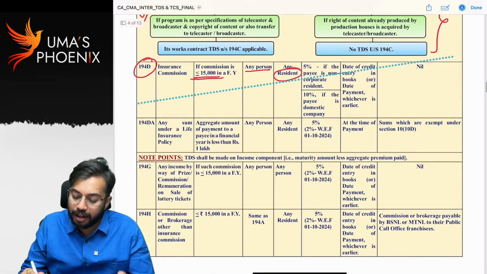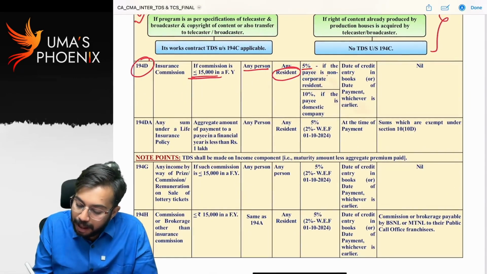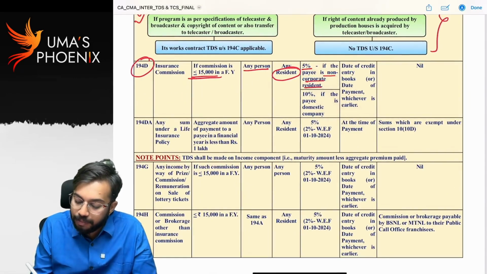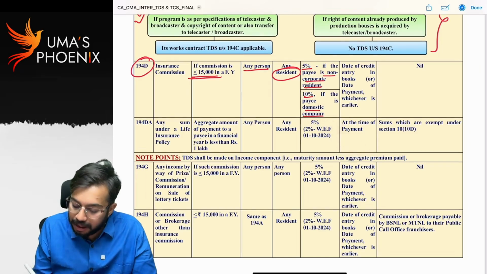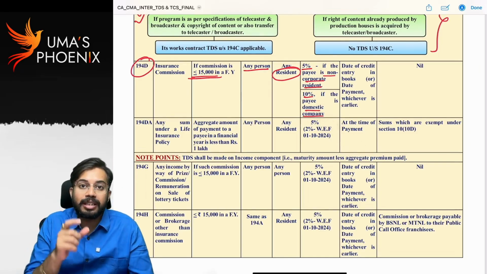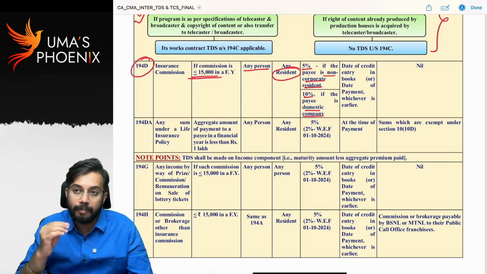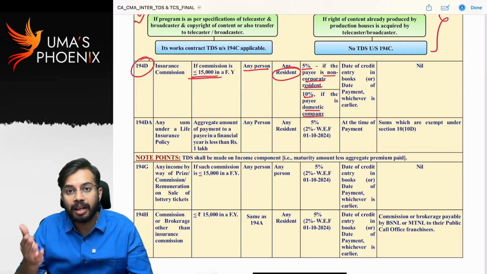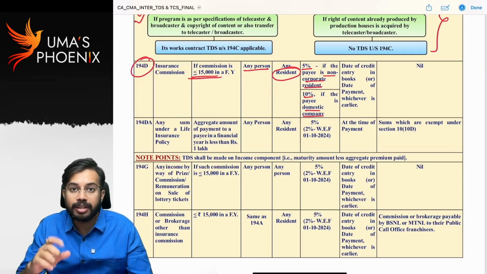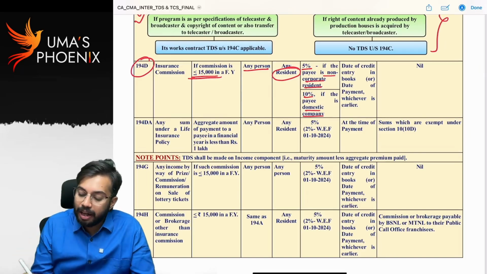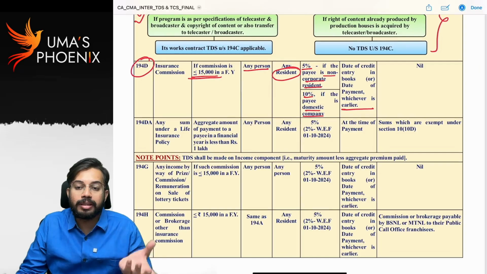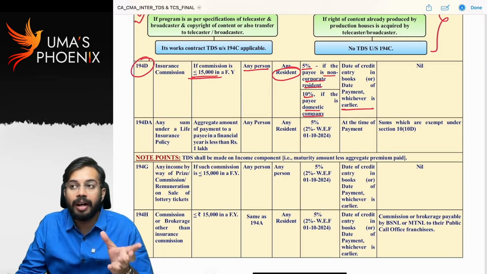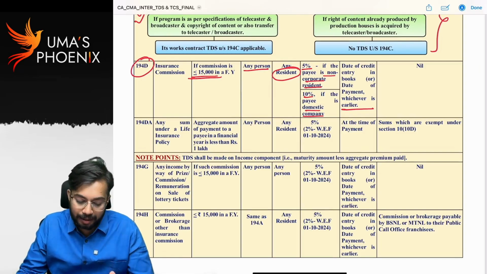What is the rate of TDS? See, 5% if payee is non-corporate resident, 10% if payee is a domestic company. That means if insurance commission is paid to domestic company, 10% TDS is required to be deducted. Other than domestic company, for any other resident person in India, if insurance commission is paid, 5% TDS is required to be deducted. When TDS is required to be deducted, accrual basis or cash basis, whichever is earlier, at the time of entry in books of accounts or at the time of payment, whichever is earlier.